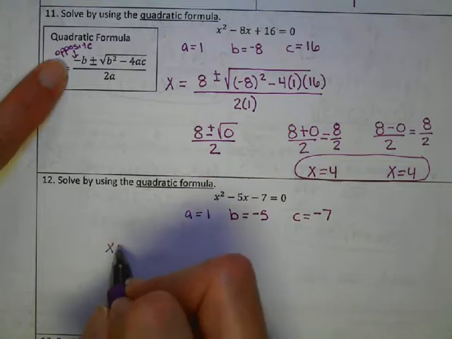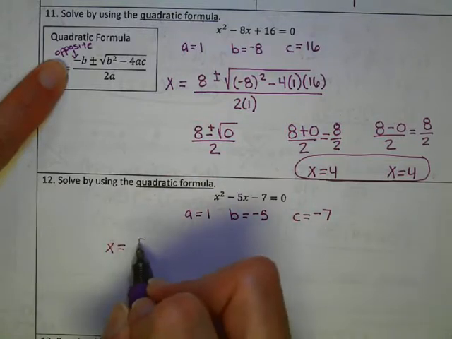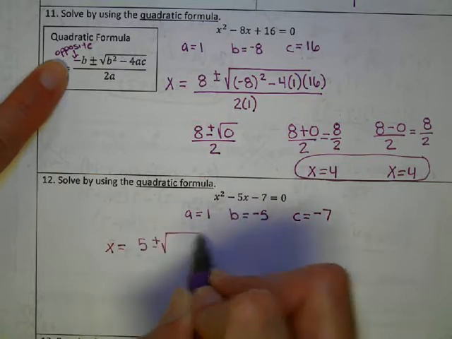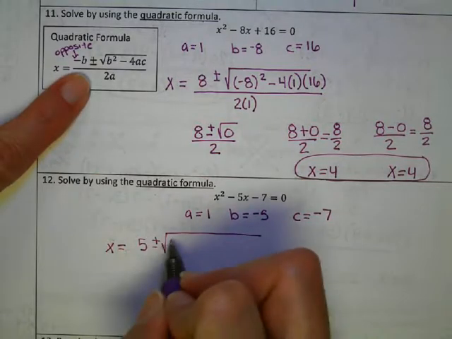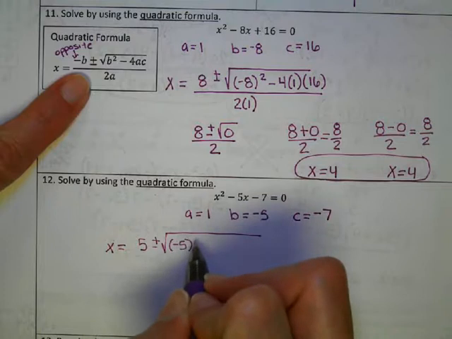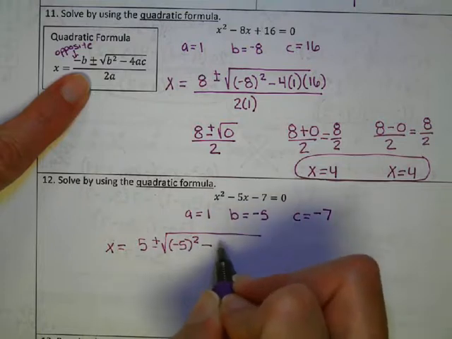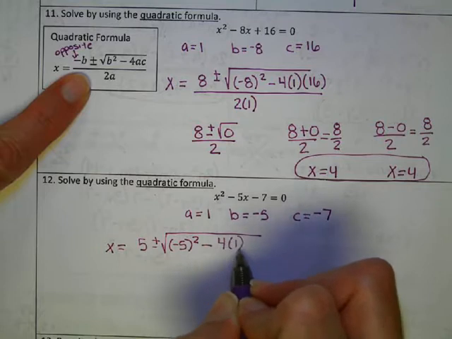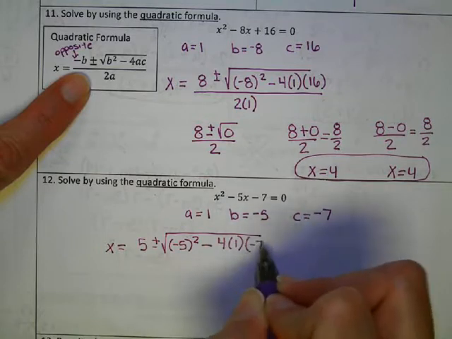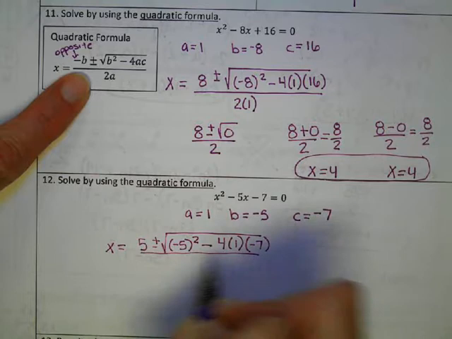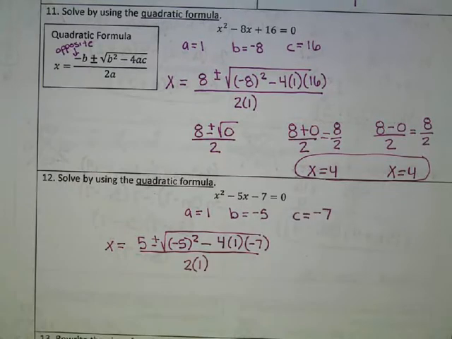So opposite of negative 5 is positive 5. The b squared, so in parentheses, don't forget those parentheses, b squared minus 4 times a times c, all over 2a. Just 2 times 1. So again, I'm going to type all that stuff in my calculator.